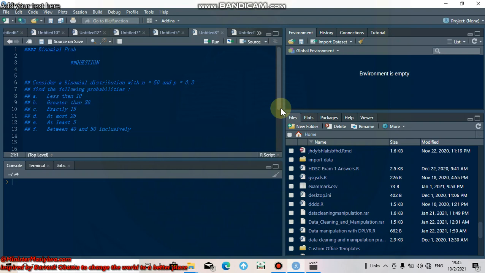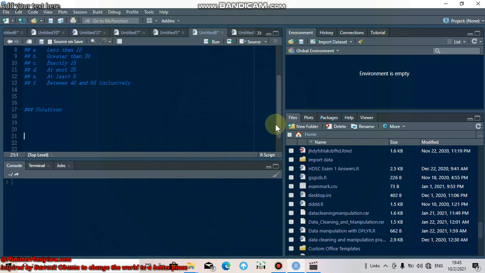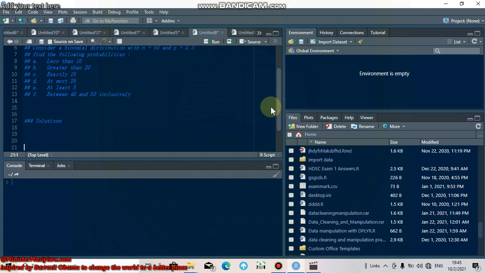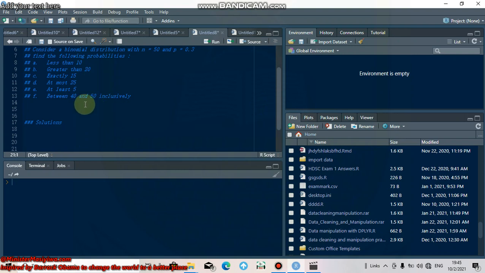So now we want to go through our question, computing binomial probabilities using R programming. Here we're going to write our solution. The first one requires us to find the probability of less than 10. First, you should read our question. Our question says, consider a binomial distribution with n equal to 50, p equal to 0.3. Find the following probabilities. So first you should define our n and our p.